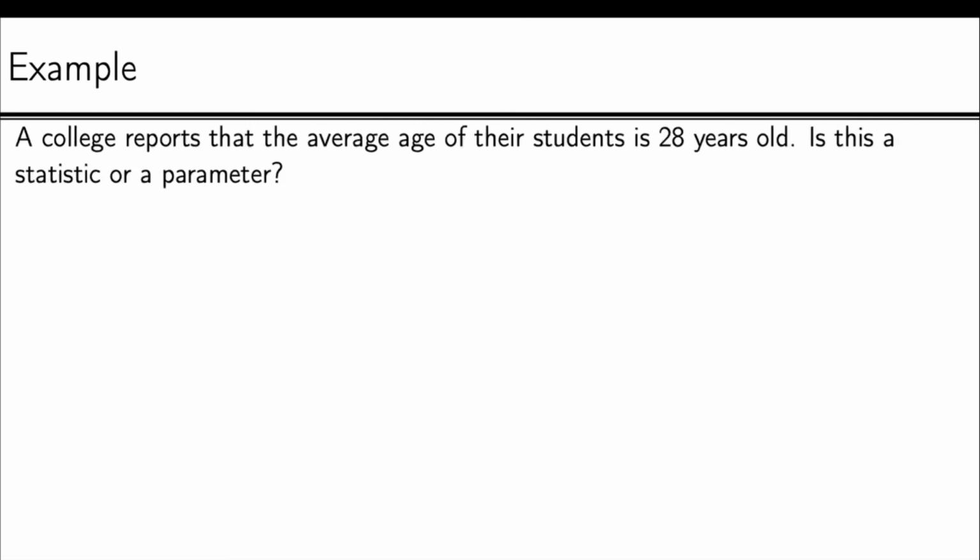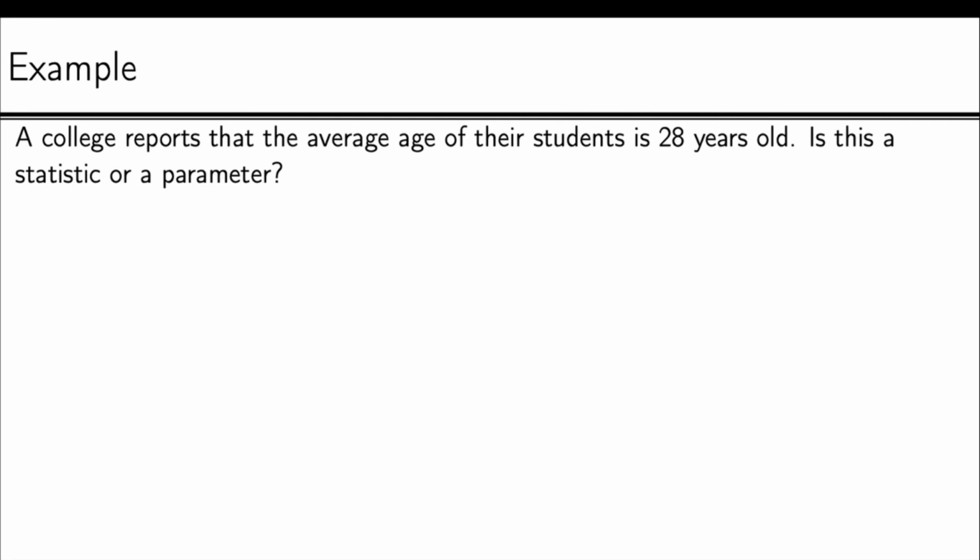A college reports that the average age of their students is 28 years old. Is this a statistic or a parameter? Remember, a parameter is a number that describes the entire population, and a statistic is a number that describes a sample, some subset of the population. Well, this college is reporting the average age of their students, and we're going to assume then that, of course, that college doesn't care about the average age of other students. They care about the average age of their own students. And so the population we would expect for this college to be the students in that college.